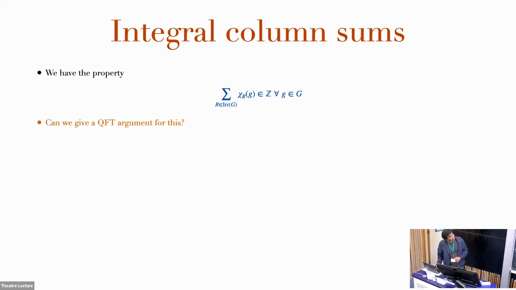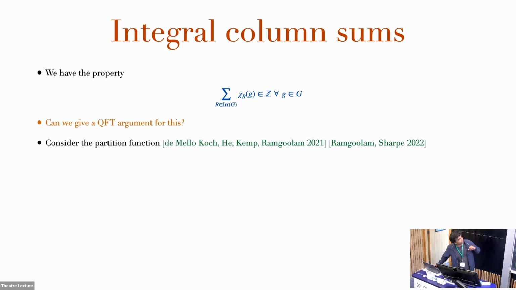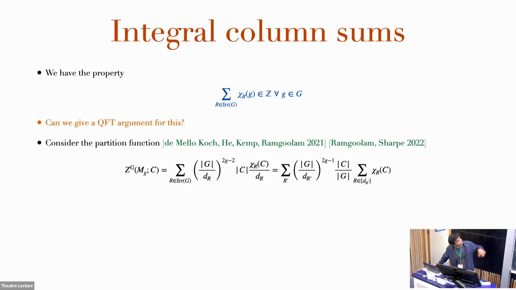And to see this, we look at a particular partition function. We look at this partition function, which is defined for a genus G manifold with one boundary, and we label that boundary with some conjugacy class C. So this is the partition function that we're interested in.